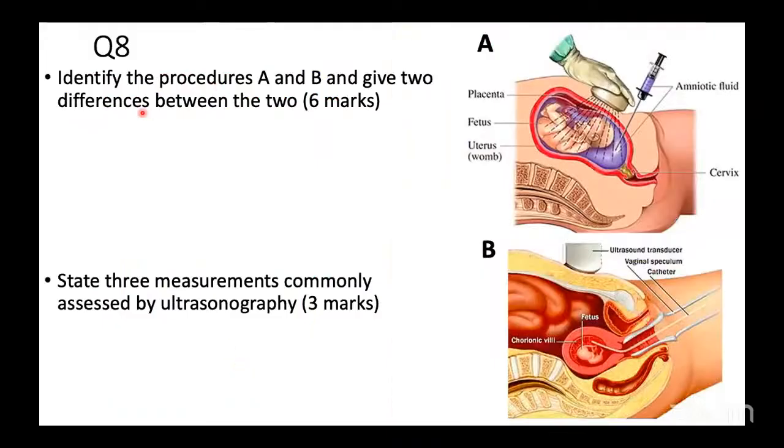All right, question 8. Identify the procedures A and B and give the differences between the two. And then part B, state three measurements commonly assessed by ultrasonography. Simple enough. I'll give you a minute for this.